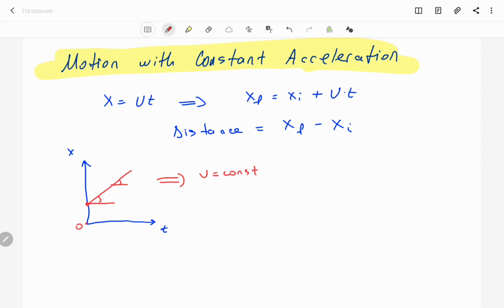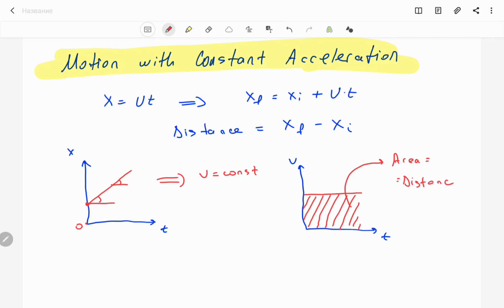Also, you can use the velocity-time graph. For uniform motion, you should expect a horizontal straight line, because velocity is not changing. Horizontal straight line, for example, like this. And you can use this area to find out the distance that a certain object will move. So for example, the area will give you the distance.